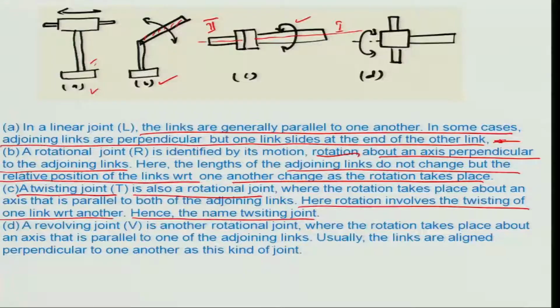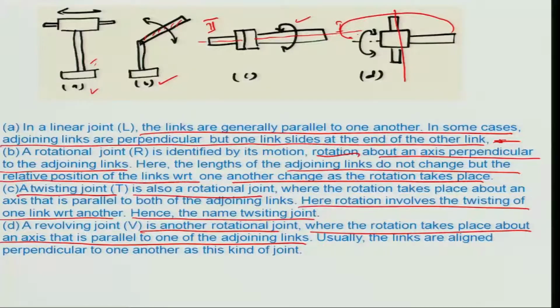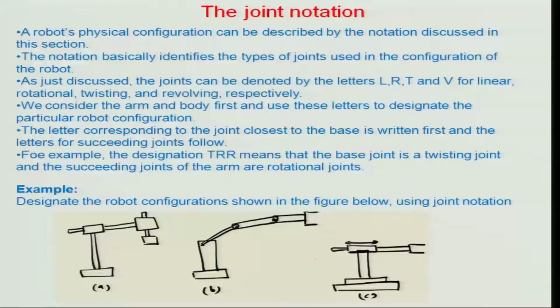The revolving joint V is another rotational joint where the rotation takes place about an axis that is parallel to one of the adjoining links. For example, in this particular case this is the axial center and this joint goes all around, or vice versa, as has been illustrated in the figure. So, this can typically be a revolving joint. Usually the links are aligned perpendicular to one another and one of them is revolving around the other. So, this is how you classify all the different joints of a robot.